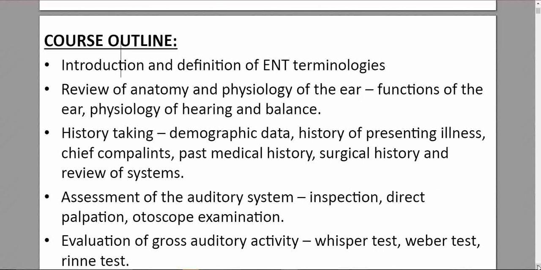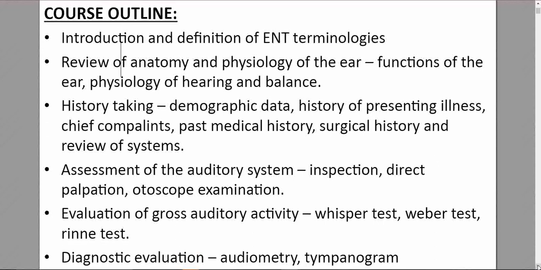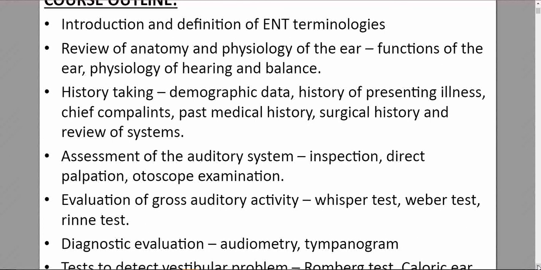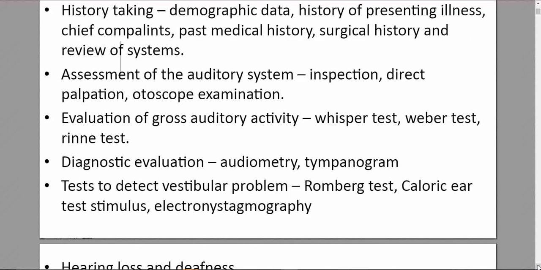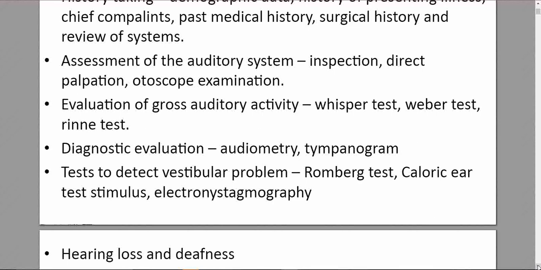First, we'll have to introduce and define ENT terminologies, which you're going to do today. A review of anatomy and physiology of the ear, function of the ear, physiology of hearing and balance. Then we'll see history taking, demographic data, history of presenting illness, chief complaints, past medical history, surgical history, and review of systems. We'll check on the assessment of the auditory system, inspection, that is direct palpation, otoscope examination, and then we shall evaluate the gross auditory activity by whispering test, Weber test, and Rinne test.